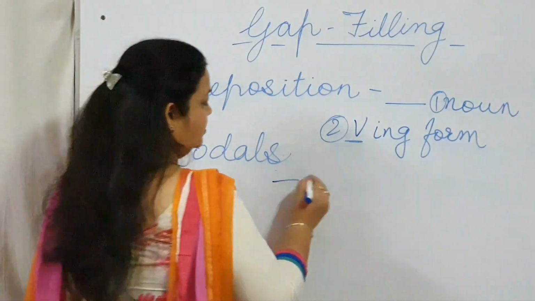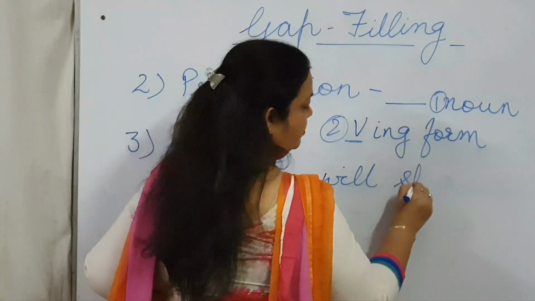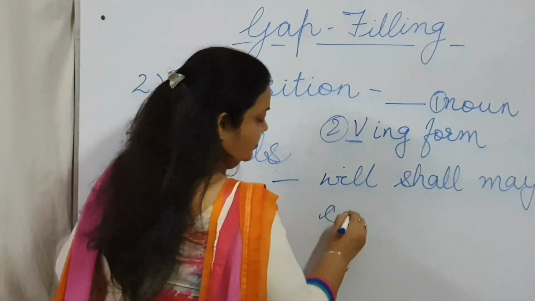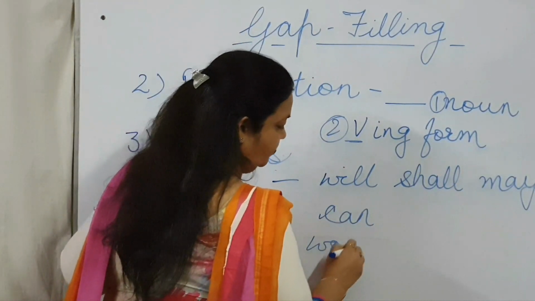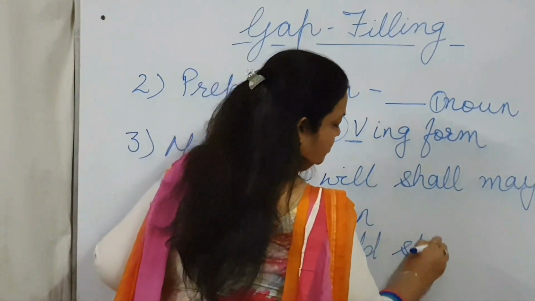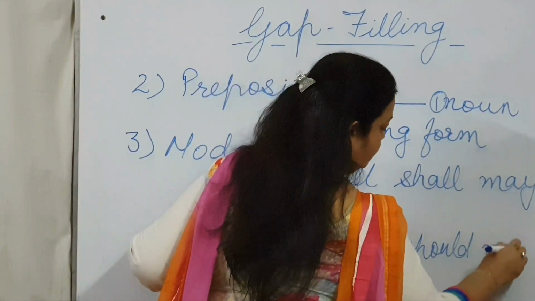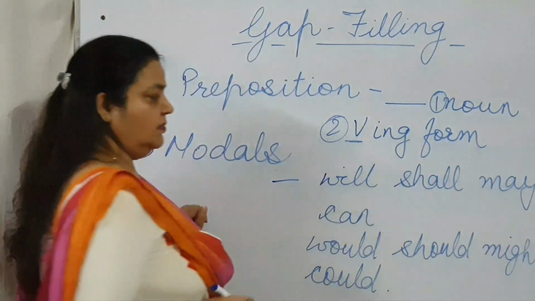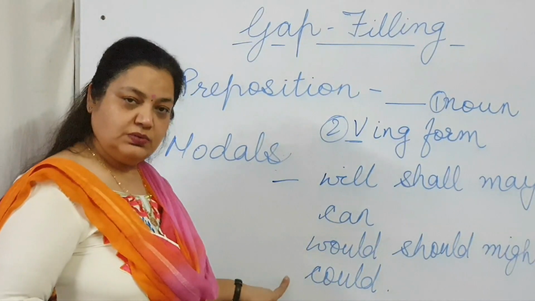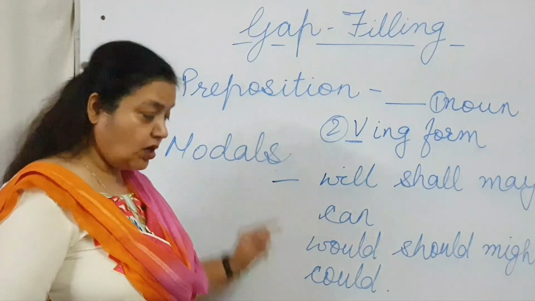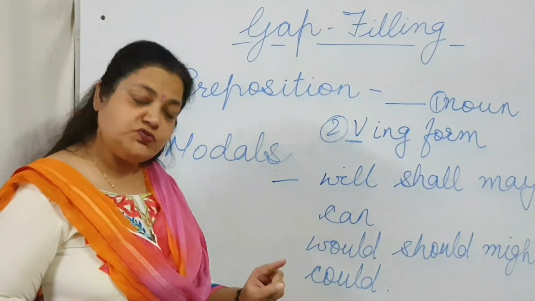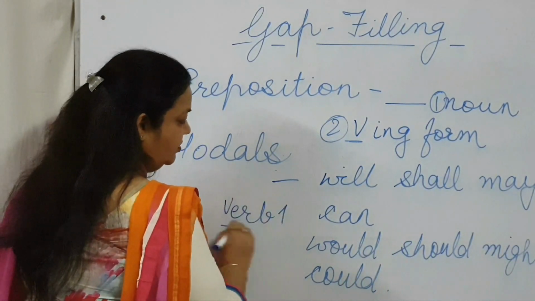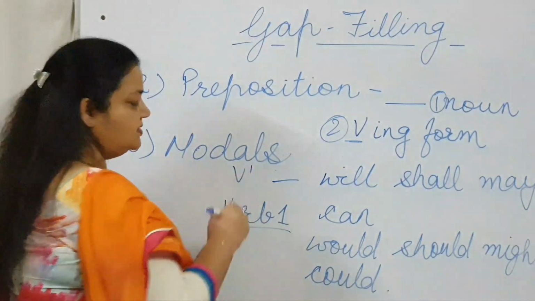Now let us talk about the third option, that is modals. You know there are 8 modals. Will, shall, may, can, then would, should, might and could. If you are filling the blank with modals, or if the modals are there in the sentence, which form of verb will we be using? We'll be using first form of verb, or V1 as we say.